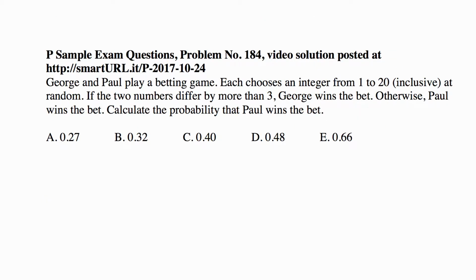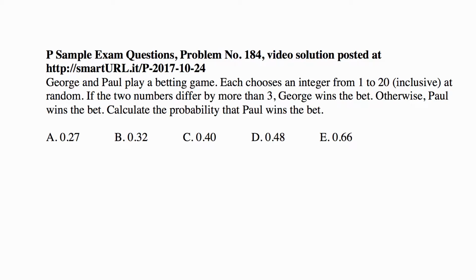Here's the problem for today. George and Paul play a betting game. Each chooses an integer from 1 to 20, inclusive, at random. If the two numbers differ by more than 3, George wins the bet, otherwise Paul wins the bet. Calculate the probability that Paul wins the bet.